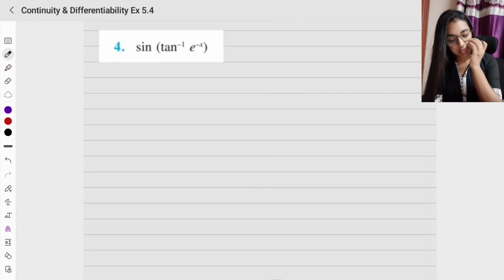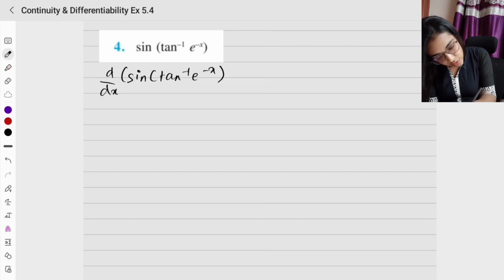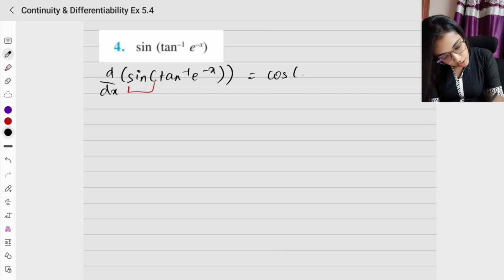Question number 4. Sin of tan inverse of e to the x. So there are 3 different functions. First I'm going to take the derivative of d by dx of sin of tan inverse of e to the minus x. Derivative of sin is cos. So I'm going to have cos of tan inverse of e to the minus x.